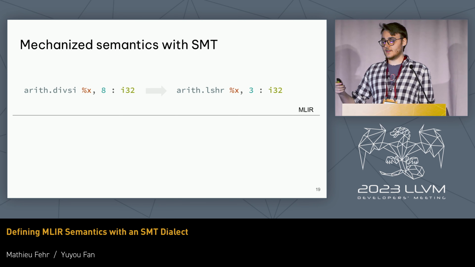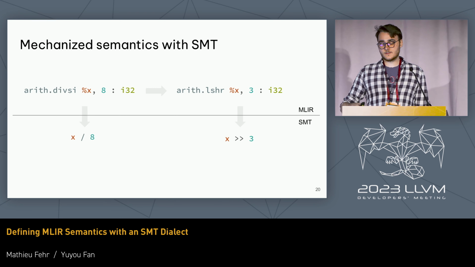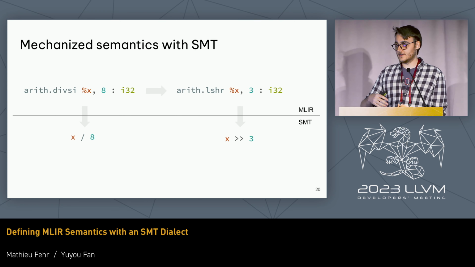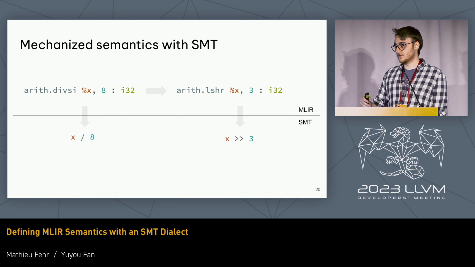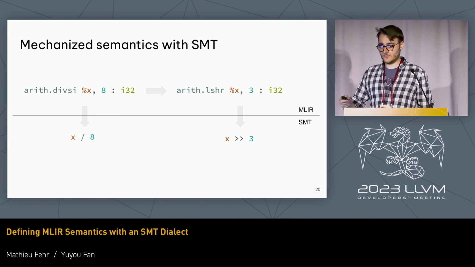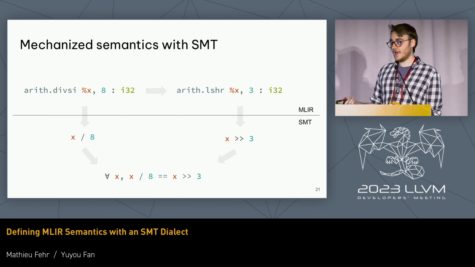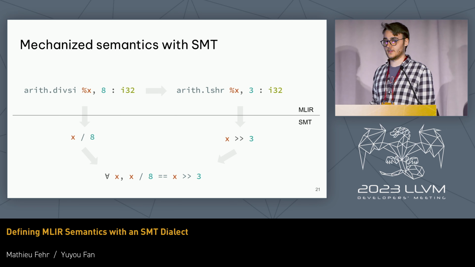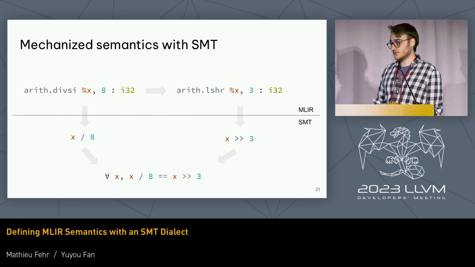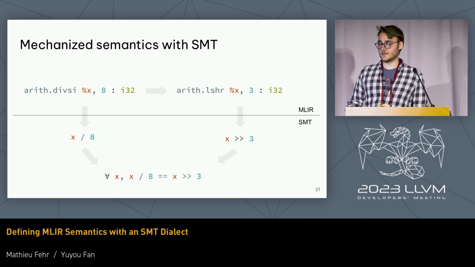Then what's happening is that you convert those programs into SMT. SMT is a mathematical language, or at least a language that has mathematical meaning. So you can express questions like, for all x, is x divided by 8 equal to x shift right by 3? Then you pass it to an SMT solver, and the SMT solver tells you, yes, this is correct, or no, this is incorrect.